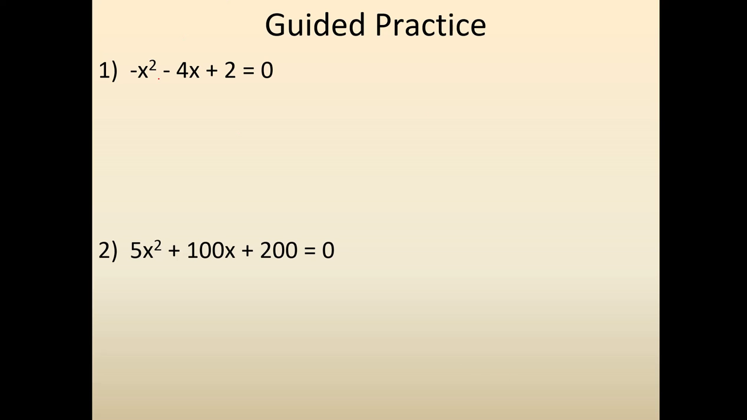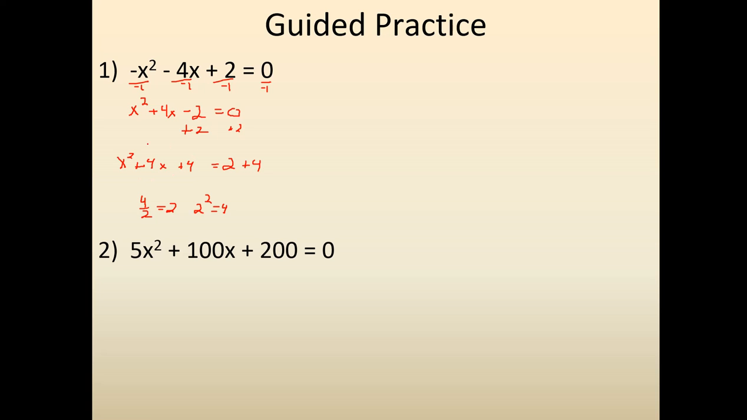All right, so once again, we have a leading term that isn't a positive 1. So I'm going to divide everything by negative 1. Because this is 0, that just stays 0. So I now have x squared plus 4x minus 2. I'm going to add 2 to both sides. So I get x squared plus 4x, I'm going to leave a blank here, equals 2. So if I take half of 4, that gets me 2, and then 2 squared is 4. So I'm going to add 4 to both sides like this.